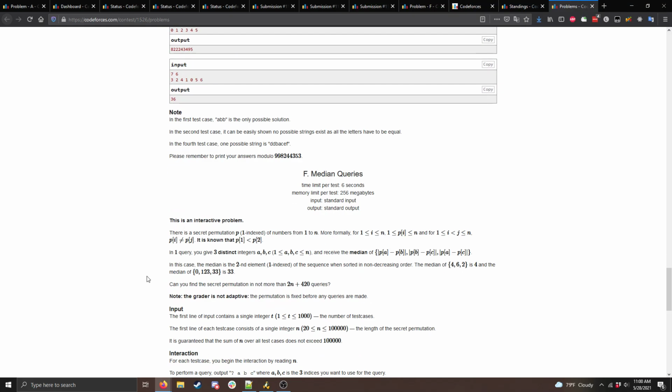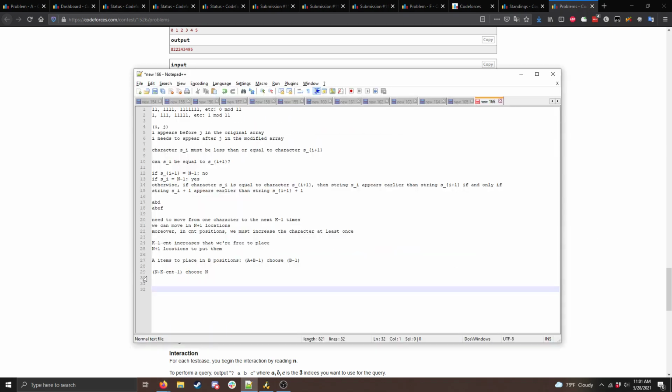And so then finally, we have F. This is a tricky interactive problem. I think, first of all, it's helpful in this sort of problem to think about what sort of information will help you, or at what point it is easy to figure out the answer. And here what I settled upon is that it would be really helpful to know either the position of 1 and the position of 2, or the position of n and the position of n minus 1.